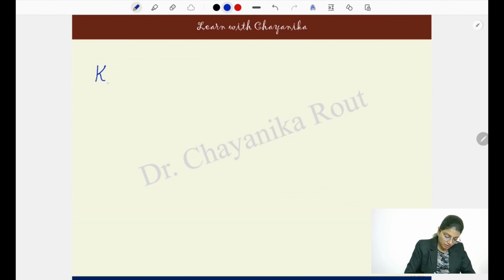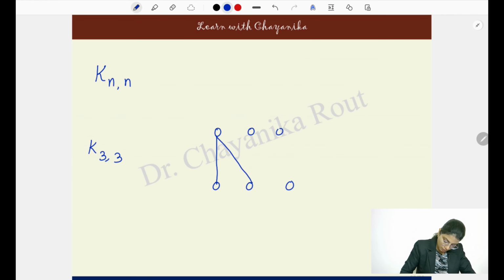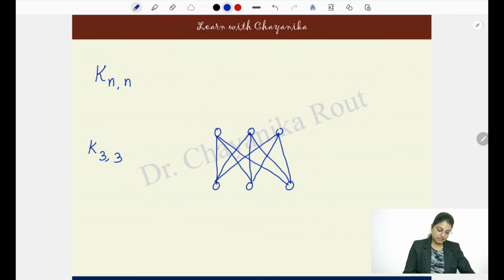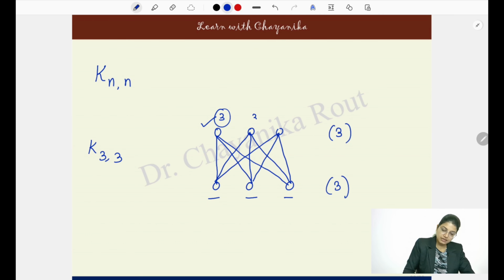Now in particular, if we have Knn, that is the same number of vertices present in both the partite sets. For example, K33. So here you have 3 vertices in one partite set, 3 vertices in the other partite set. What will be the complete bipartite graph? It will look like this. Okay, this is K33. See, here there are 3 vertices, here also there are 3 vertices. So every vertex here is adjacent to all the 3 vertices below. Degree is 3. Same for all these 3 vertices, right?